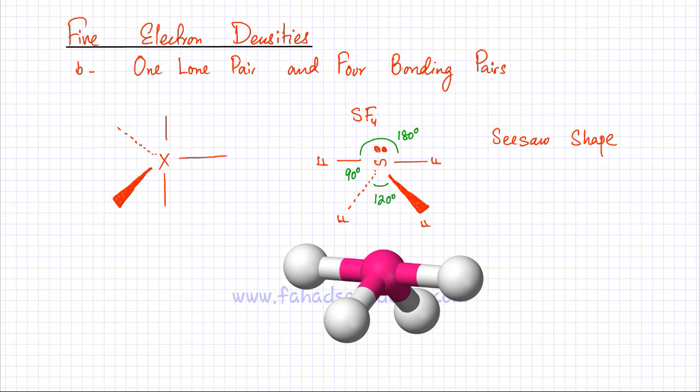I'm going to put an actual 3-dimensional model of this molecule in front of you so that the picture is clearer. These 2 bonds are acting like a stand, so the angle between them is 120 degrees. These bonds over here make an angle of 180 degrees with each other, and the angles that these bonds make with these 2 bonds over here is 90 degrees. So the angles between these 2 bonds and between these 2 bonds are 90 degrees. The angle between these bonds is 180 degrees, and the angle between these 2 bonds is 120 degrees, and it's going to be called a seesaw shape.